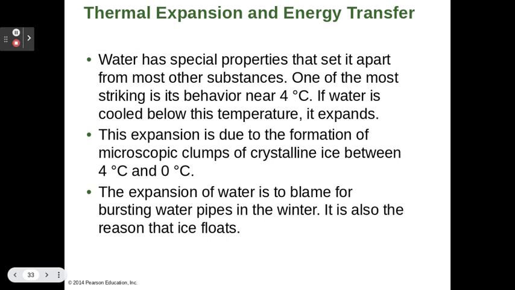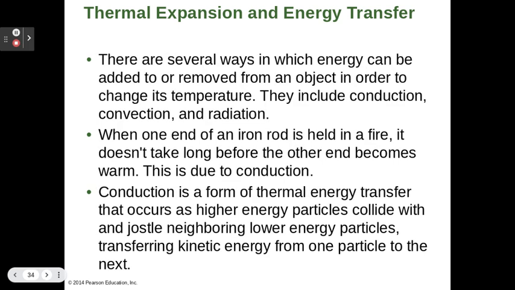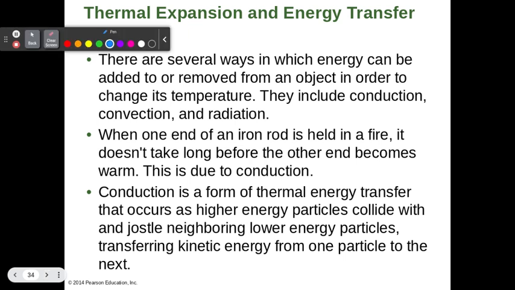That's usually a bigger problem in older homes, but it can happen in new homes as well. All right, so there are several ways in which energy can be added or removed from an object in order to change its temperature. We're going to talk about three things: conduction, convection, and radiation. This is the way that we can add heat, add energy, or remove energy.